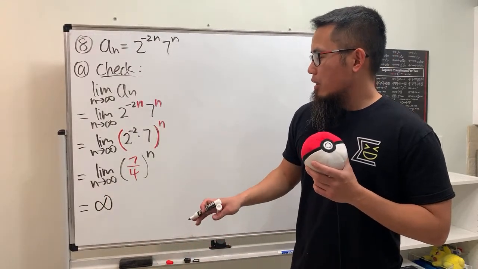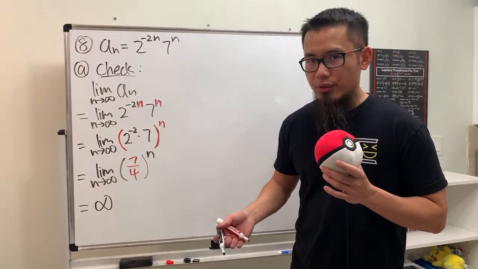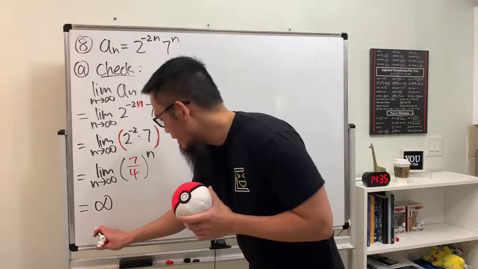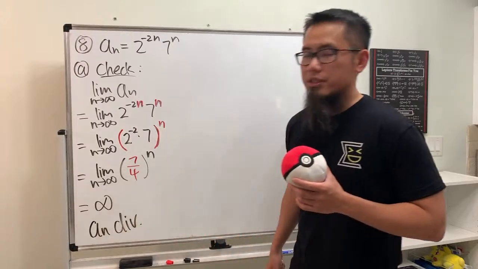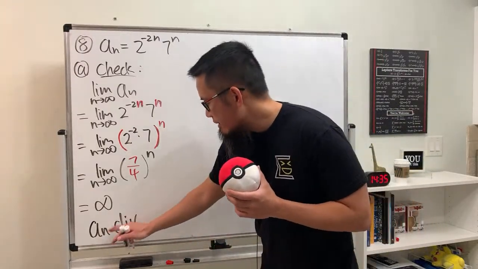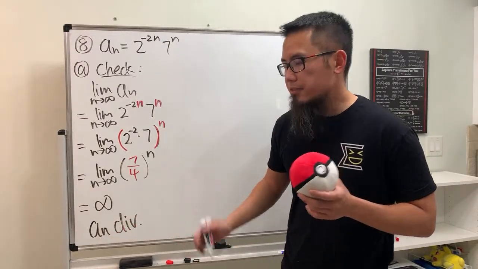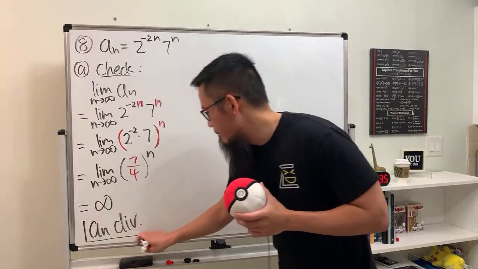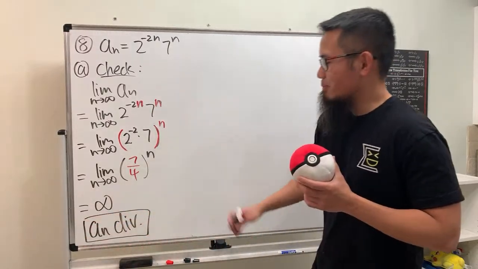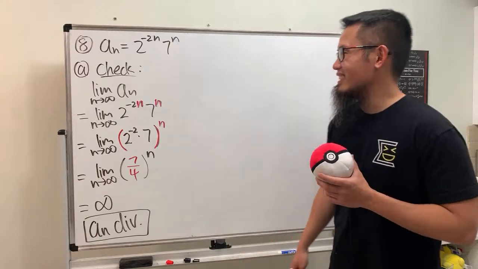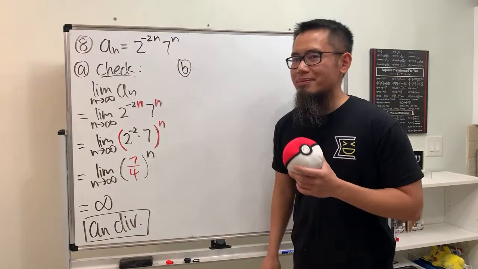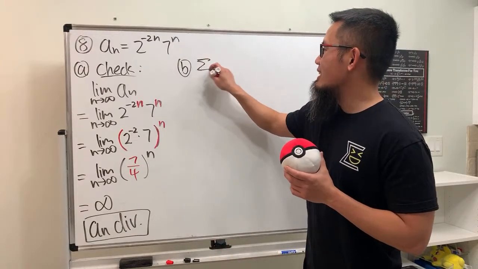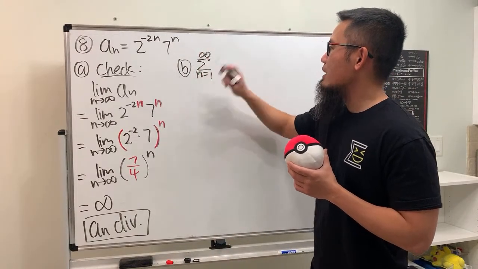And do not say an converges to infinity. No, you just say an diverges. You can say an diverges to infinity. That's fine, but just leave it like this. Maybe even better, an diverges. That's all. Okay, so for part B, check the series as n goes from 1 to infinity of an.